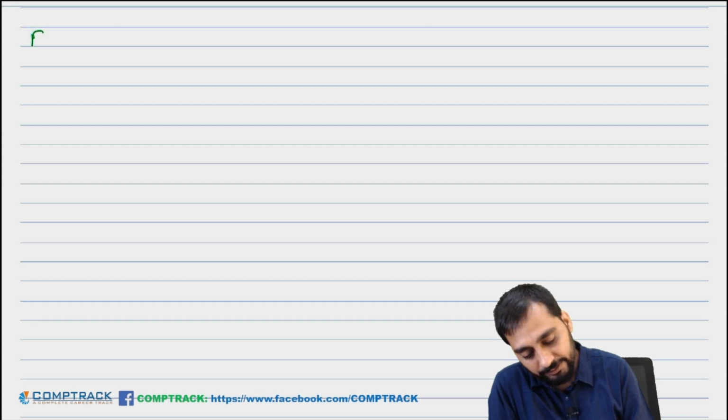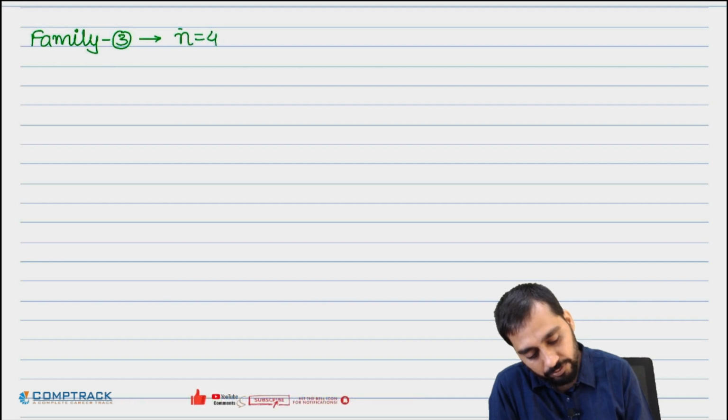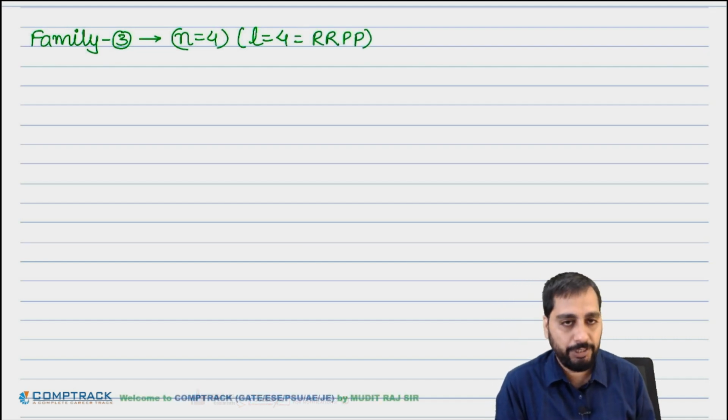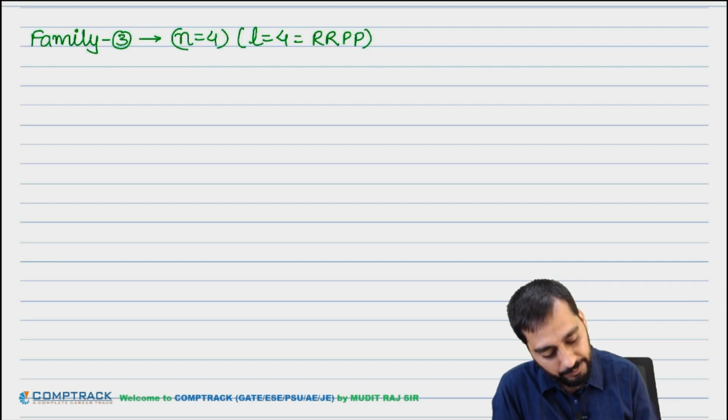So write down the heading, family 3, in which number of links will be still 4, number of lower pairs will be still 4, but 2 will be revolute, 2 will be prismatic. Okay, 2 revolute, 2 prismatic. Degree of freedom will be 1.